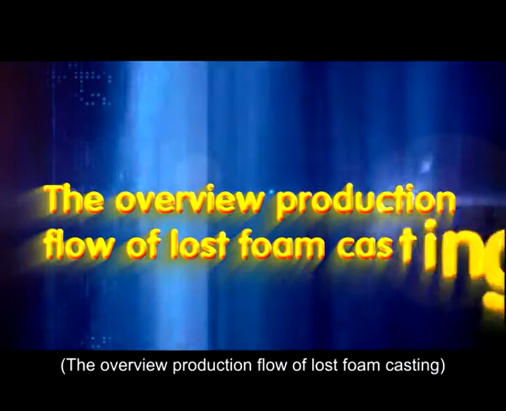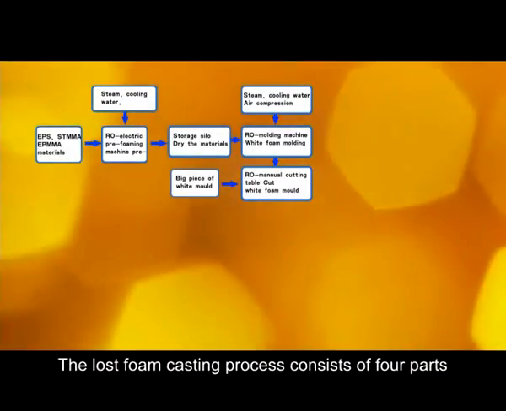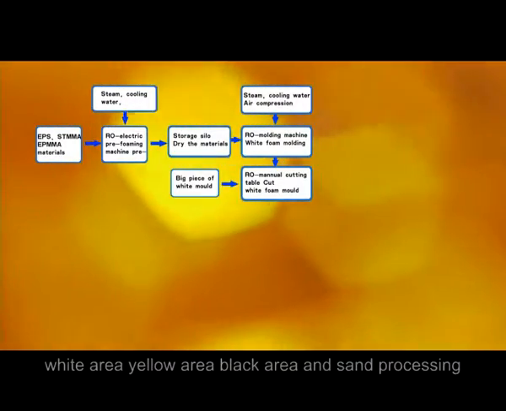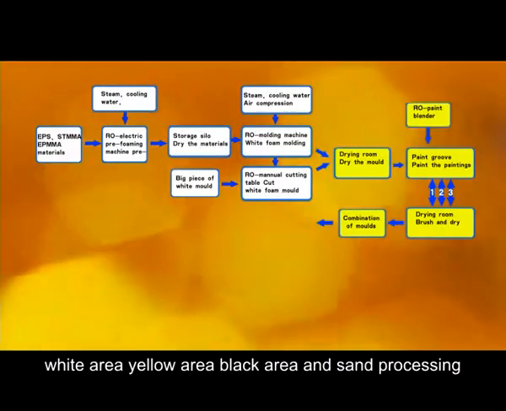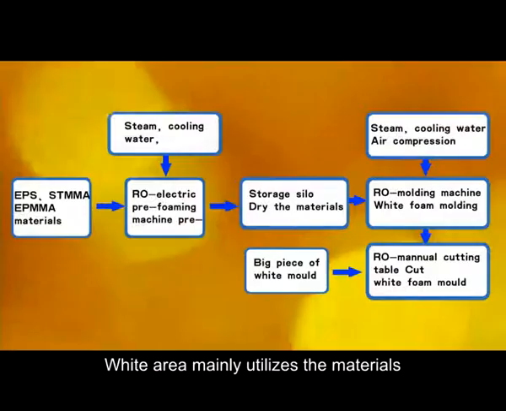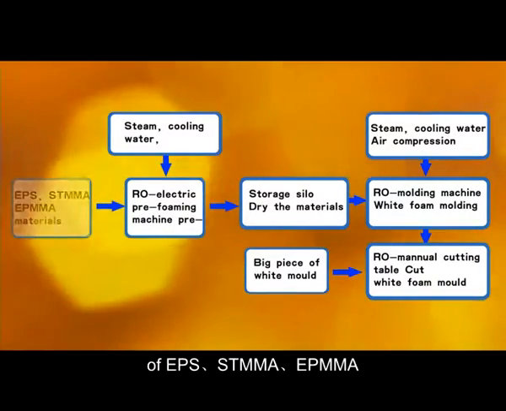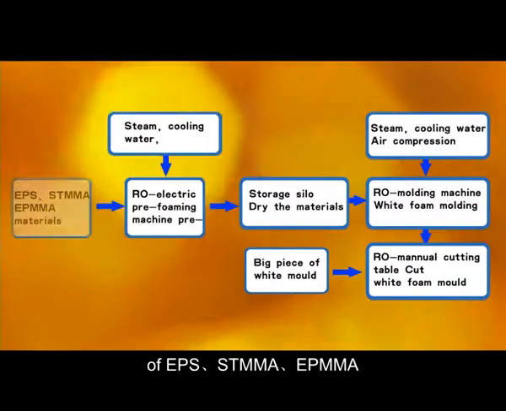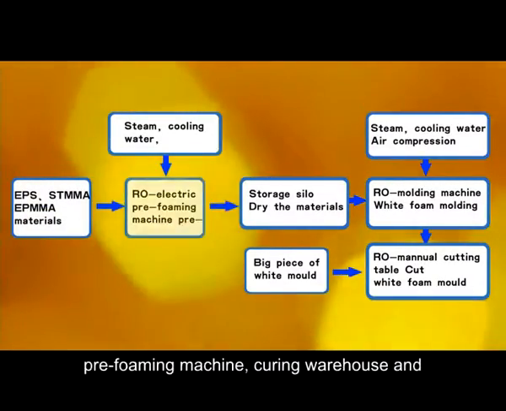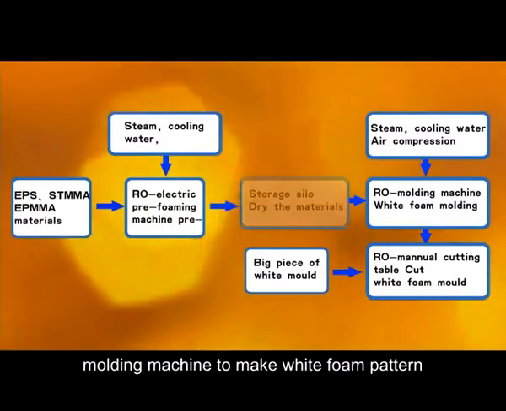The overview production flow of lost foam casting. The lost foam casting process consists of 4 parts: white area, yellow area, black area, and sand processing. White area mainly utilizes the materials EPS, STMMA, and EPMMA. The raw material goes through a preforming machine, curing warehouse and molding machine to make the white foam pattern.